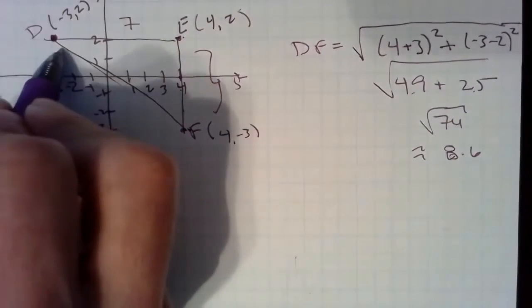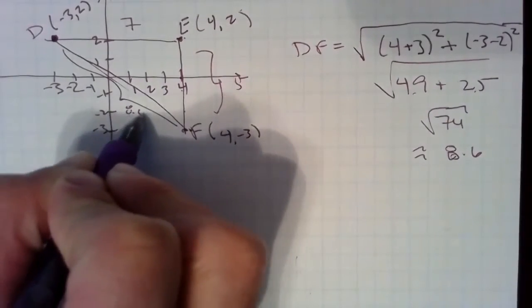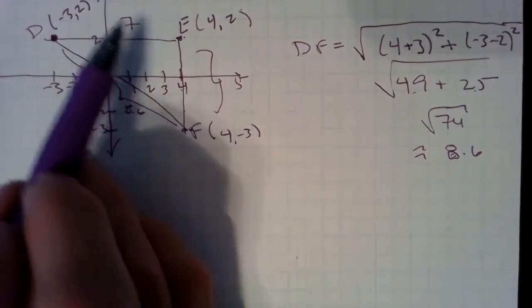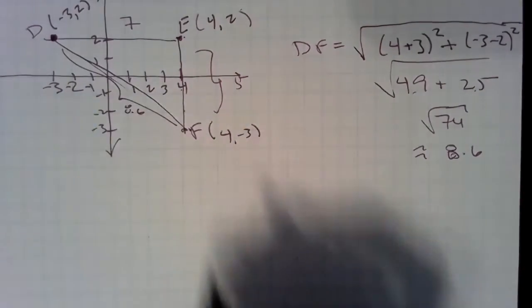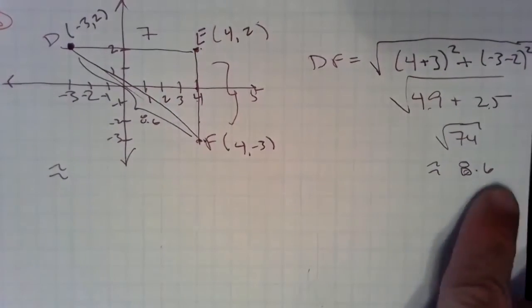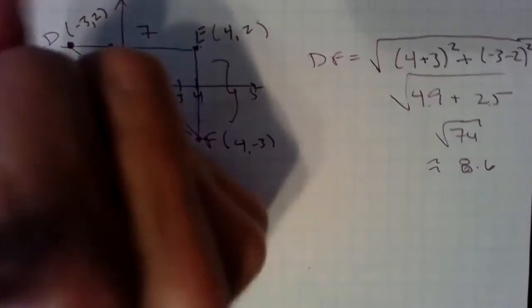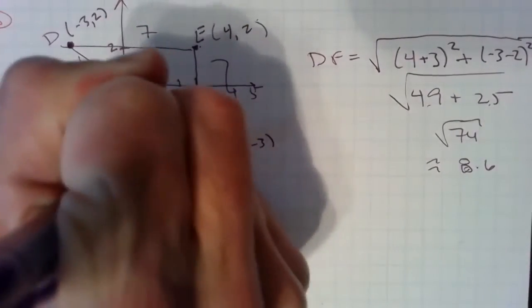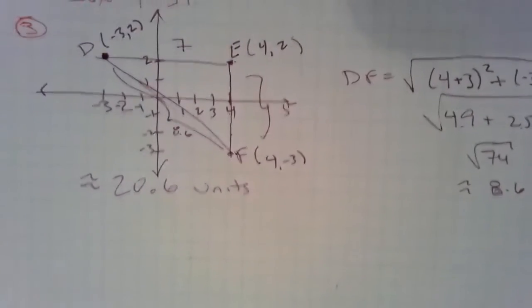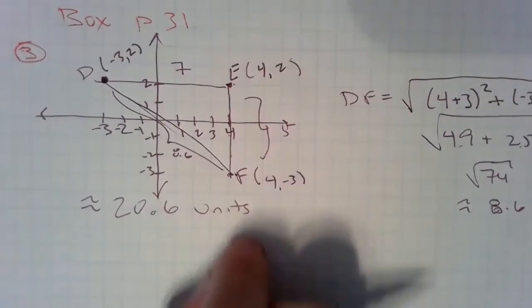All right, so this side is 8.6, which means the perimeter is 7 plus 5 plus 8.6, or 12 plus 8.6. So the perimeter is about, and we use squiggly lines for about because we are estimating, 20.6 units.